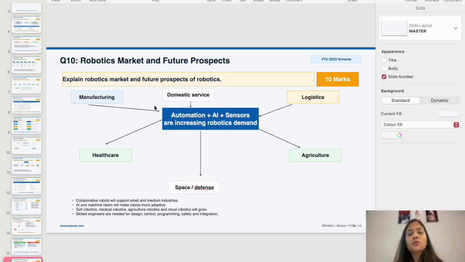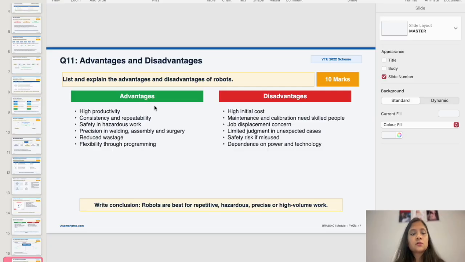Soft robotics, medical robotics, agriculture robotics, cloud robotics, and service robots will grow further, even in space. Robotics creates opportunities in design and control, programming, safety, simulations, and system integration. These are the advantages and disadvantages which you can remember for the answer. Very important: advantages I have written, and disadvantages.